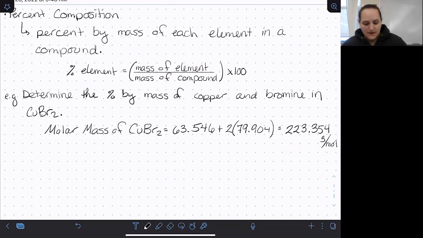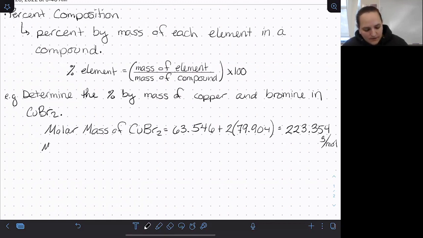So now to find the percent by mass of each of these elements, we're essentially going to be doing this calculation twice. We're going to do it once for copper, where we'll have the mass of copper divided by the molar mass of the compound, and then we'll do it a second time for bromine, the mass of bromine divided by the mass of the compound. So one thing we need to keep in mind is that it does have to be the whole mass of that element. So if we have multiple atoms of an element, we do need to take that into account.